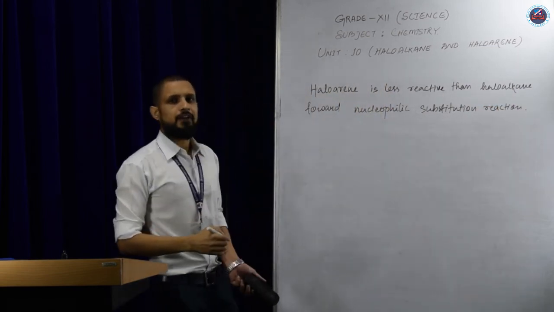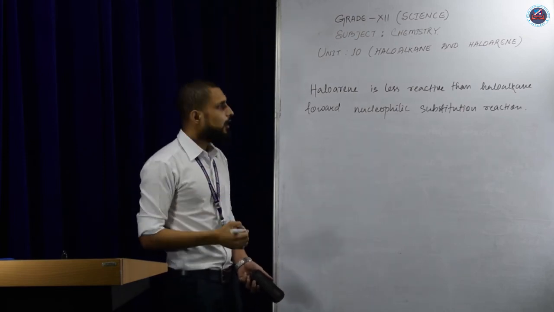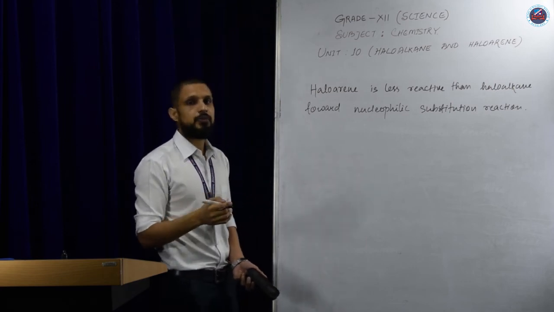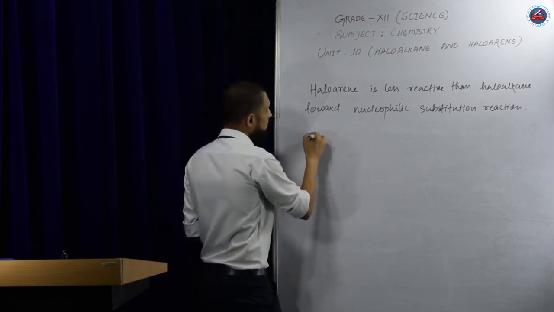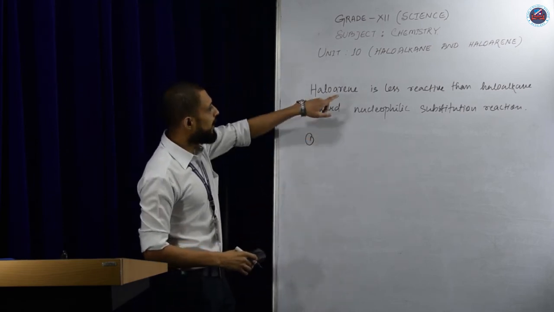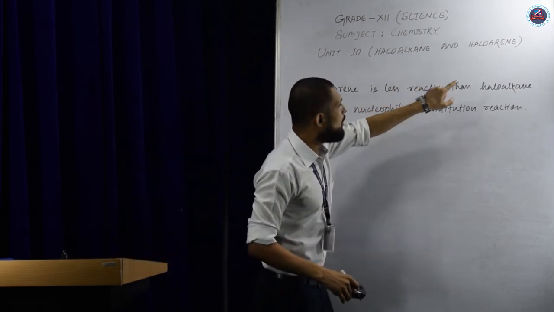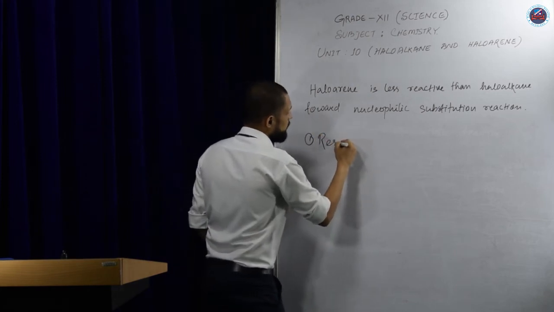So there are different factors. The most important factor is resonance. Then we have difference in hybridization, then planarity, okay? So the important factor for the reactivity of haloarene being less than haloalkane is resonance.